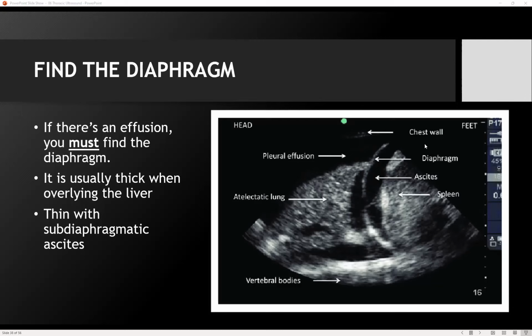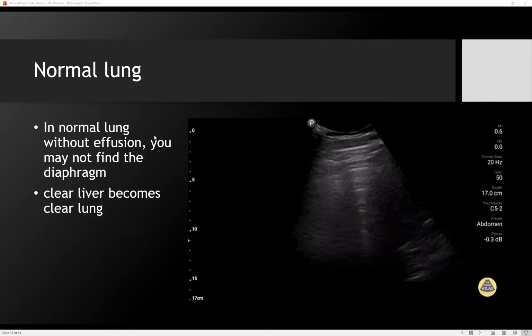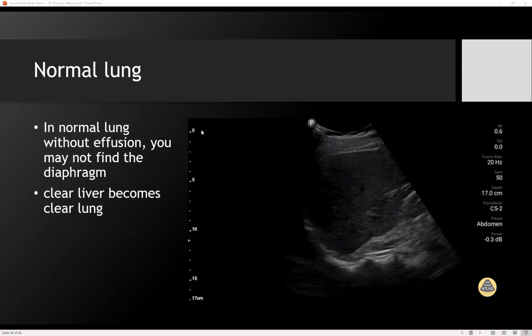And you can actually go up and pass right through the diaphragm, sometimes without even appreciating that it's there. But this here, this is on the left side. So this is spleen, liver, subdiaphragmatic ascites, diaphragm, consolidated atelectatic lung, pleural effusion. Okay. So when you're looking in a normal lung, just to get there, and then I'll come back to those other images that were all ascites.